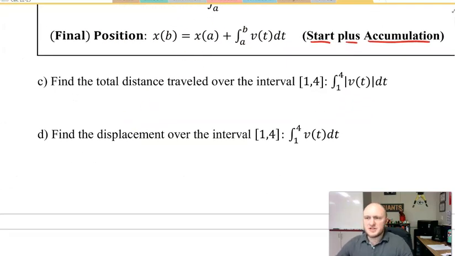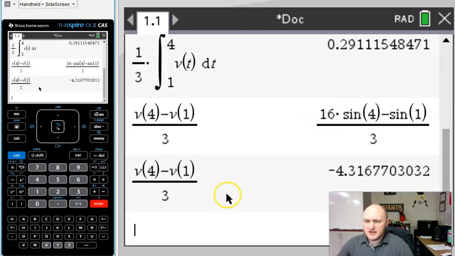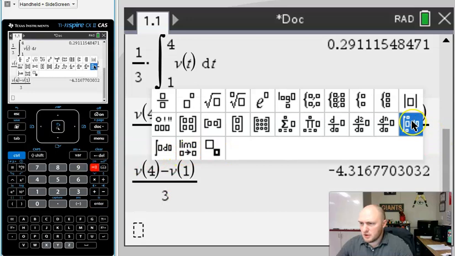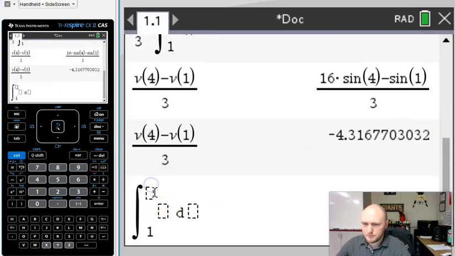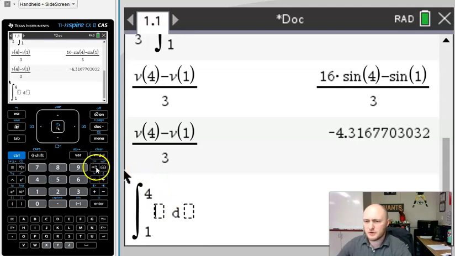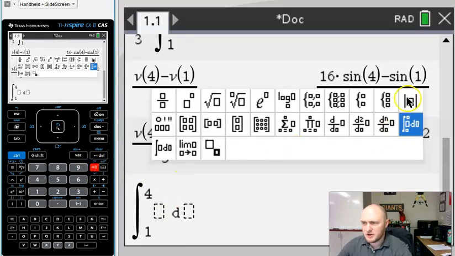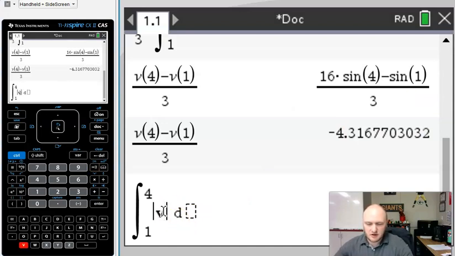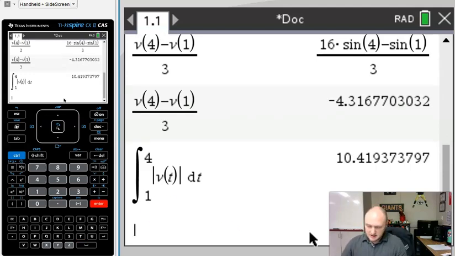Okay, so back to the same example that we were working with. Find the total distance traveled over the interval 1 to 4. If I want the total distance, again, that's just the integral from 1 to 4 of the absolute value of v of t dt. So I'm going to enter that into my calculator. Absolute value, for TI Inspires, is right next to the book here. I want the absolute value of v of t dt. I hit enter, and there is the total distance that this particle has traveled on the interval 1 to 4. So 10.419.